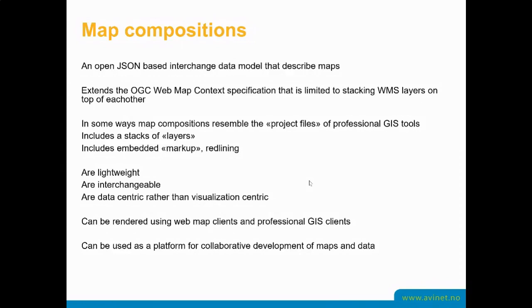They're lightweight, they're small, they don't contain that much information, so they're easy to transport around, easy to send between systems. They're interchangeable, can be used in a variety of different clients. So if you have a web map client based on Leaflet or OpenLayers, it's easy to build support for this sort of mechanism. And they can be rendered also using professional GIS clients. And presently, there is support for QGIS. And they can be used as a platform for collaborative development of maps and data. And this is what we're going to briefly look at now.